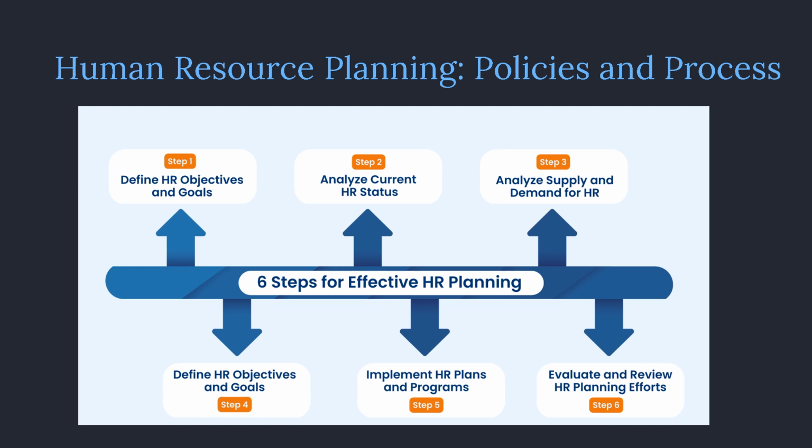Third says analyze supply and demand for HR. Fourth says define HR objectives and goals of the organization. Fifth says implement HR plans and programs. And finally, evaluate and review HR planning efforts, that is, what has been done, is it correct or not? Is it according to the business strategy? Is it going along as it was planned or not?